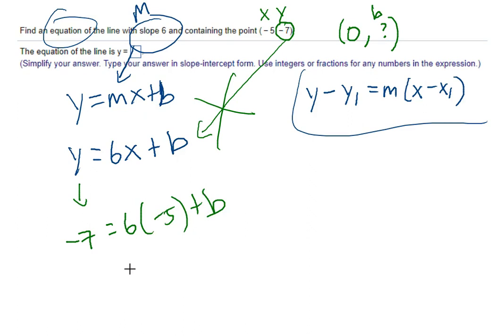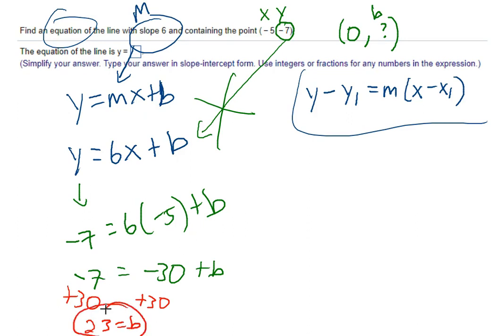I'm sorry, I'm writing sideways again. And then I'm going to solve for b. So I'm going to get -7 equals -30, right? 6 times -5 is -30 plus b. Then I solve for b by adding 30 to both sides. Plus 30, and so we're going to get 23 is equal to b. So the y-intercept is 23.